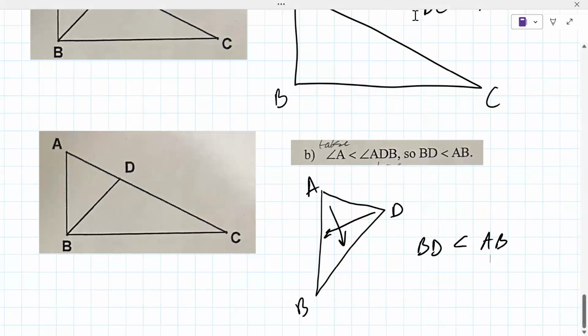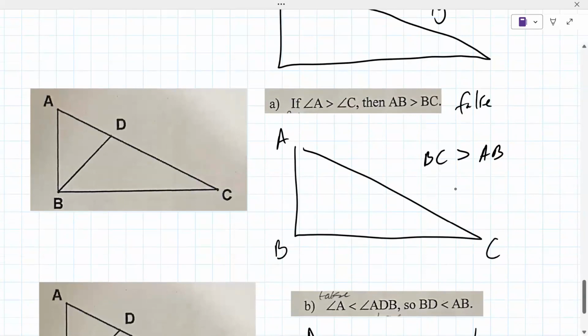Sorry, could you repeat that? Yeah, since A is smaller than D, the side across from A is smaller than the side across from D. The side across from A is BD. The side across from D is AB. Okay, I see. So this is true, and this one was false. I'm not saying you've got any wrong answers, I just want to make sure we know why they're right or wrong. Okay, let's try another one here.